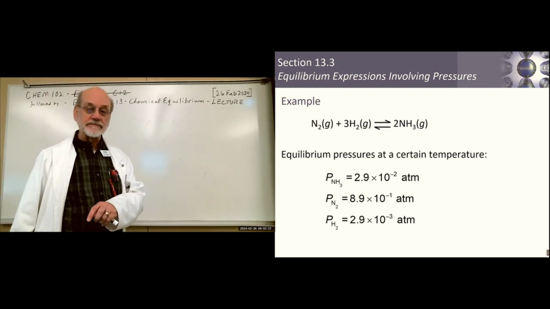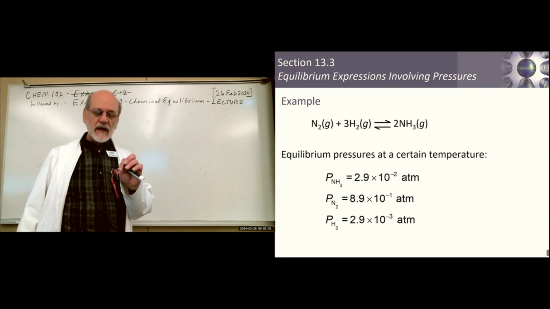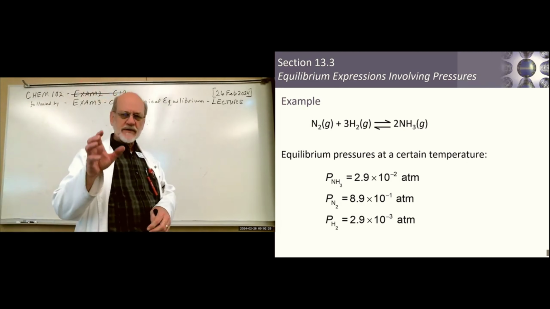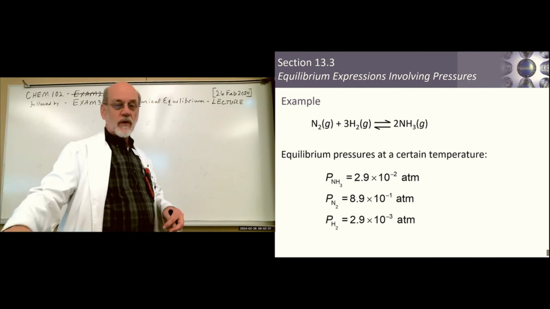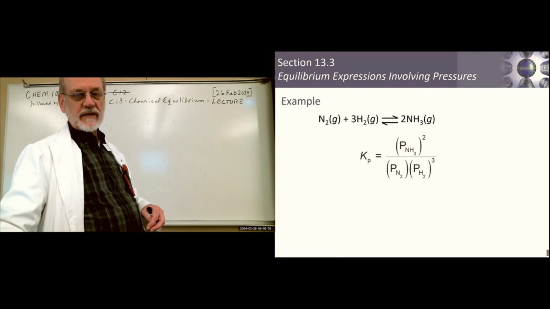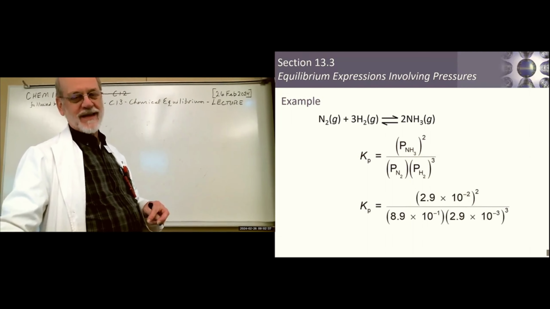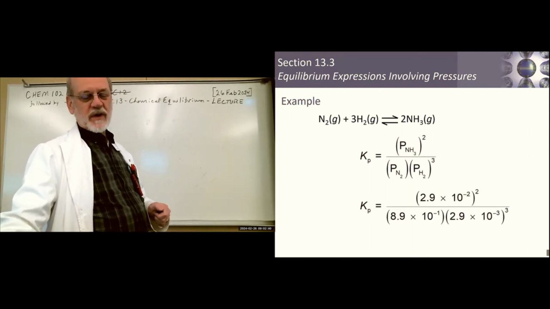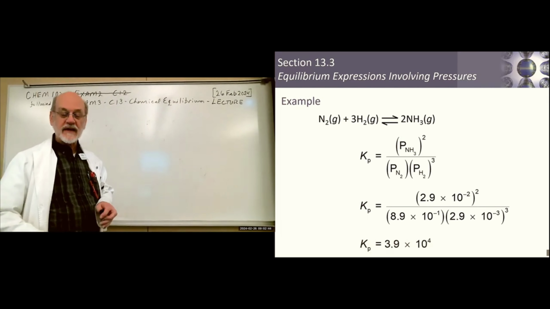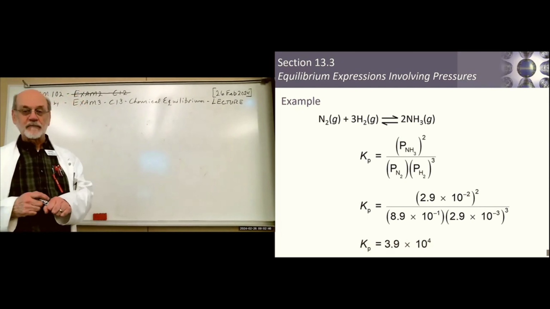But we can calculate at equilibrium, say we have this for an example. If we have this many atmospheres for each one, then we can calculate the equilibrium constant in these terms, and it becomes 3.9 times 10 to the fourth. All right.